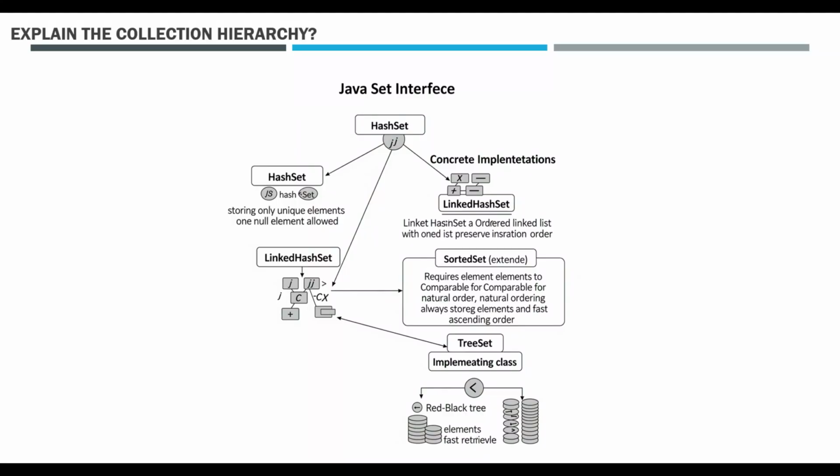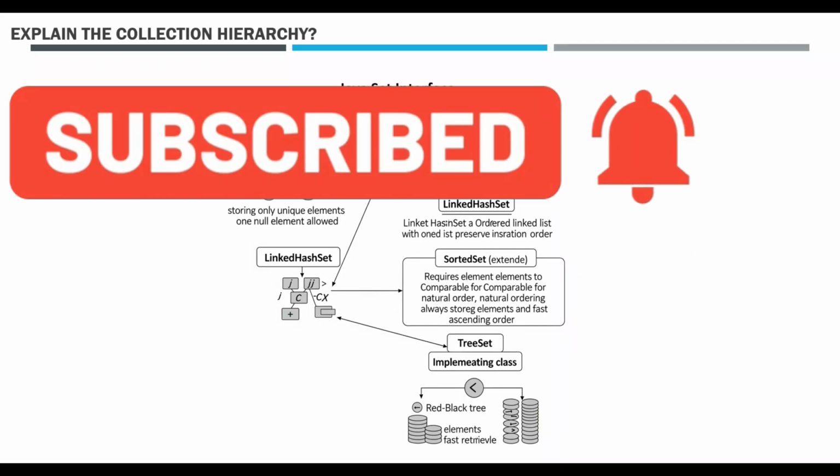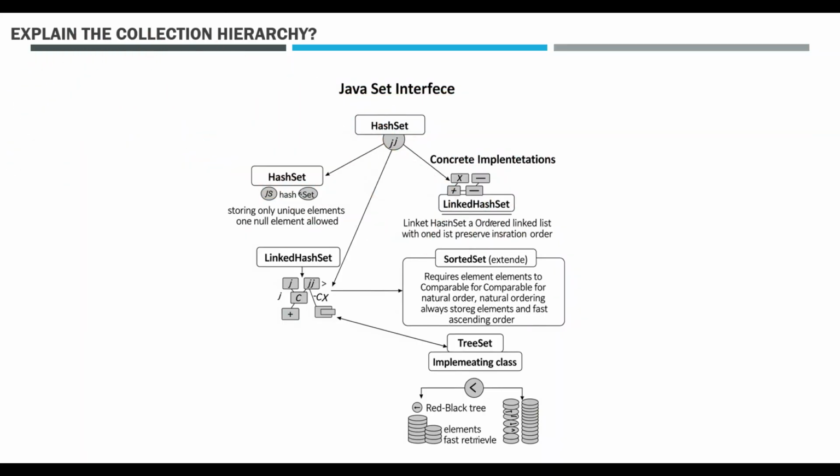Then comes the SortedSet. Now this is going to be a sorted set which is going to extend the Set. All the elements must implement the Comparable interface to have the sorting mechanism. It is going to store the elements in ascending order. TreeSet is an implementation class which is going to use the red black tree to ensure the elements are sorted and retrieved in a very fast way. So the objects are stored in sorted, ascending order over here. That's how it works.